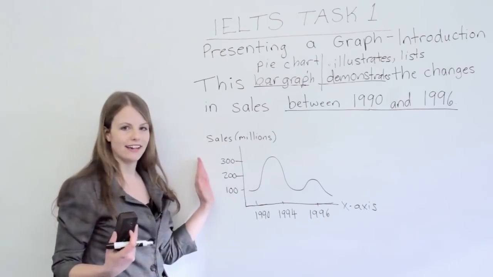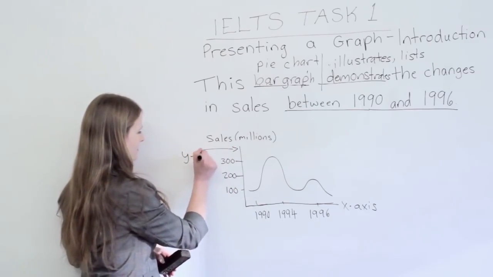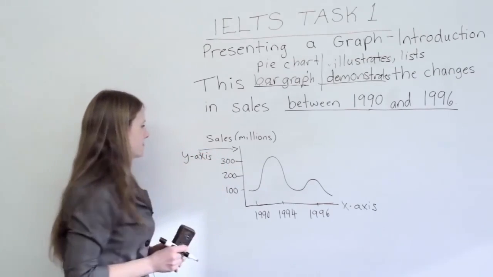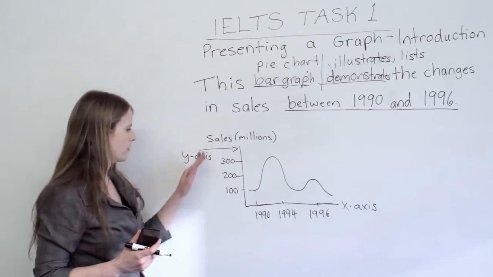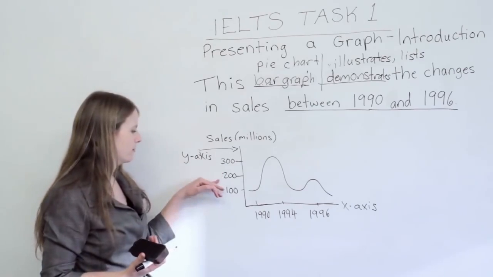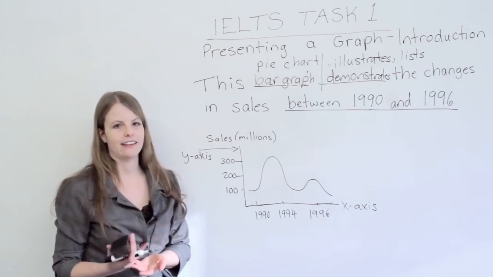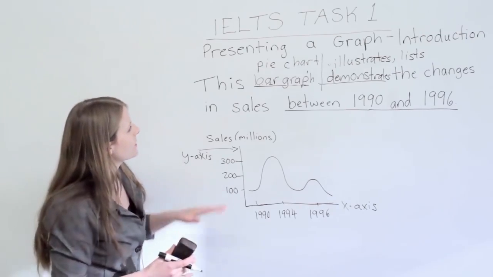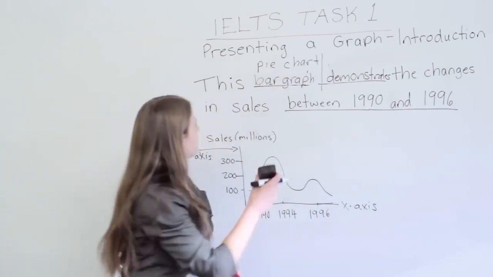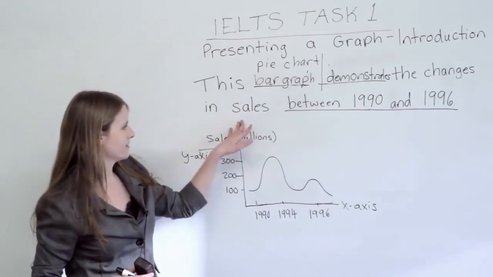This is known as the y-axis. And in this example, on the y-axis is sales in millions of dollars. So we have 300 million, 200 million, 100 million. You may get something completely different than this. This is just an example. So this, and again this is a line graph, demonstrates the changes in sales.